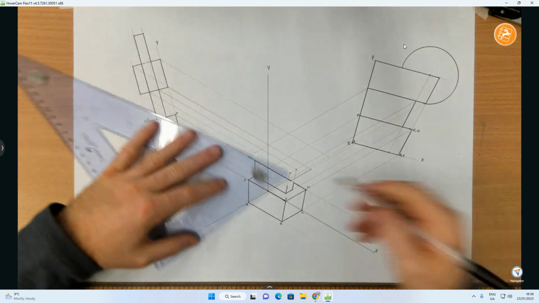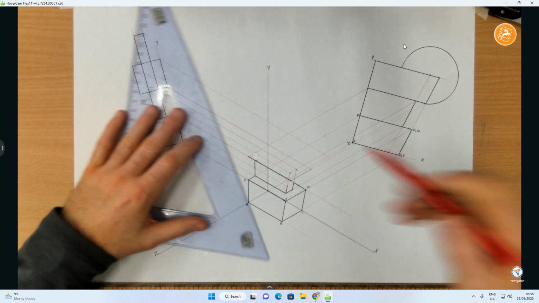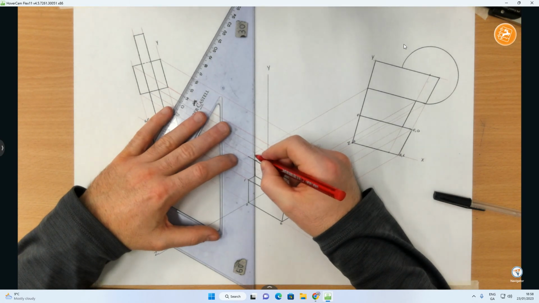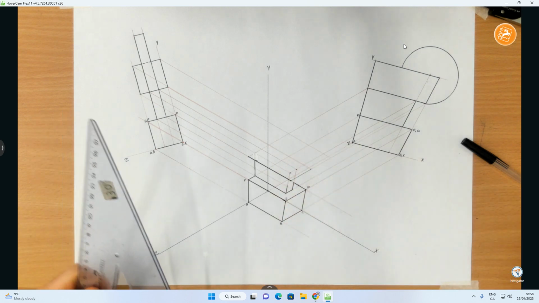There we go. So as I said previously, there we go. And put that in as a construction line there. Okay, so that's that little bit fixed. I've made the slider. Now I want to continue building that block.